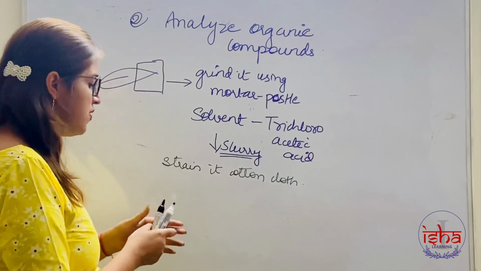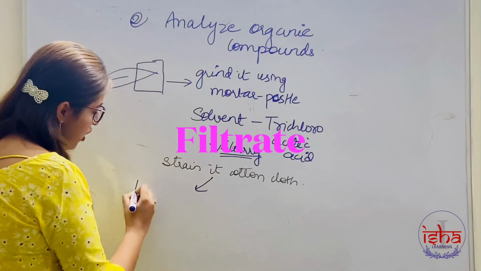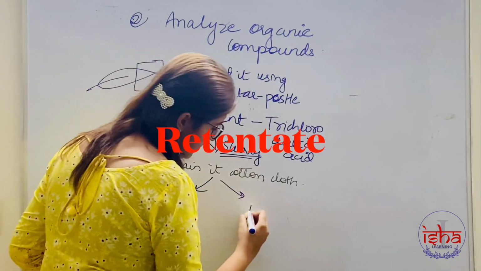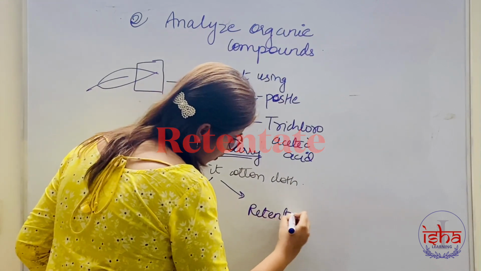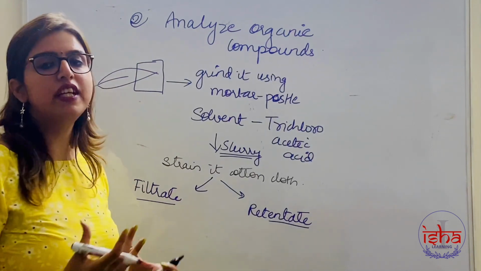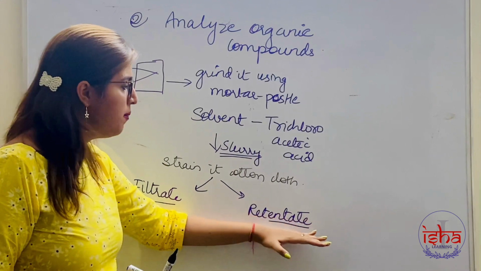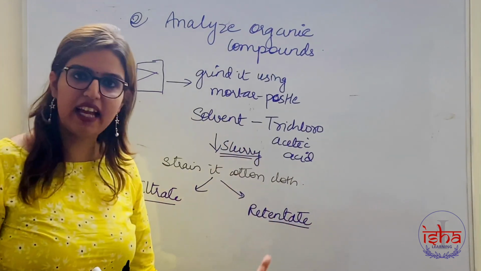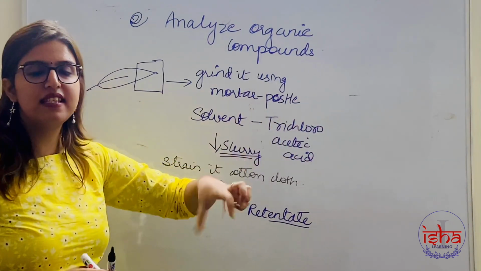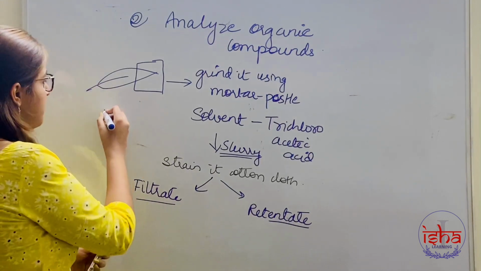Okay? So now similarly, I will get two portions. First will be called the filtrate. Second would be called the retentate. Okay. See, what does retention mean? Retention means to hold back, right? So the cloth is going to hold back a portion which will be known as the retentate. And the portion that will get dissolved with the trichloroacetic acid and come down in my collection bowl will be the filtrate, right? This is my collection bowl.